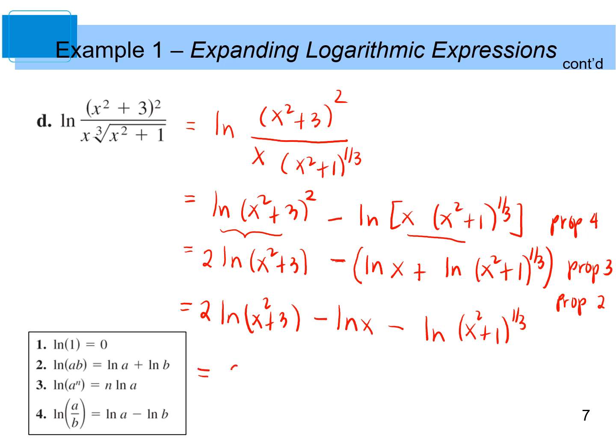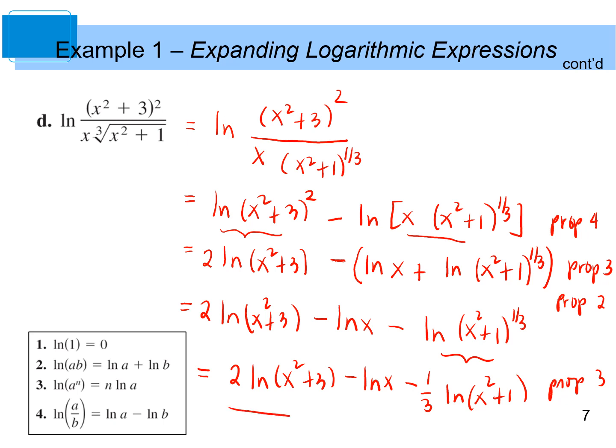And then again, we apply property 3 to our last term here, which has an exponent of 1 over 3. So this is minus 1 over 3 ln of x squared plus 1. For this last portion, we applied property 3. So this is now the expanded form of the given.